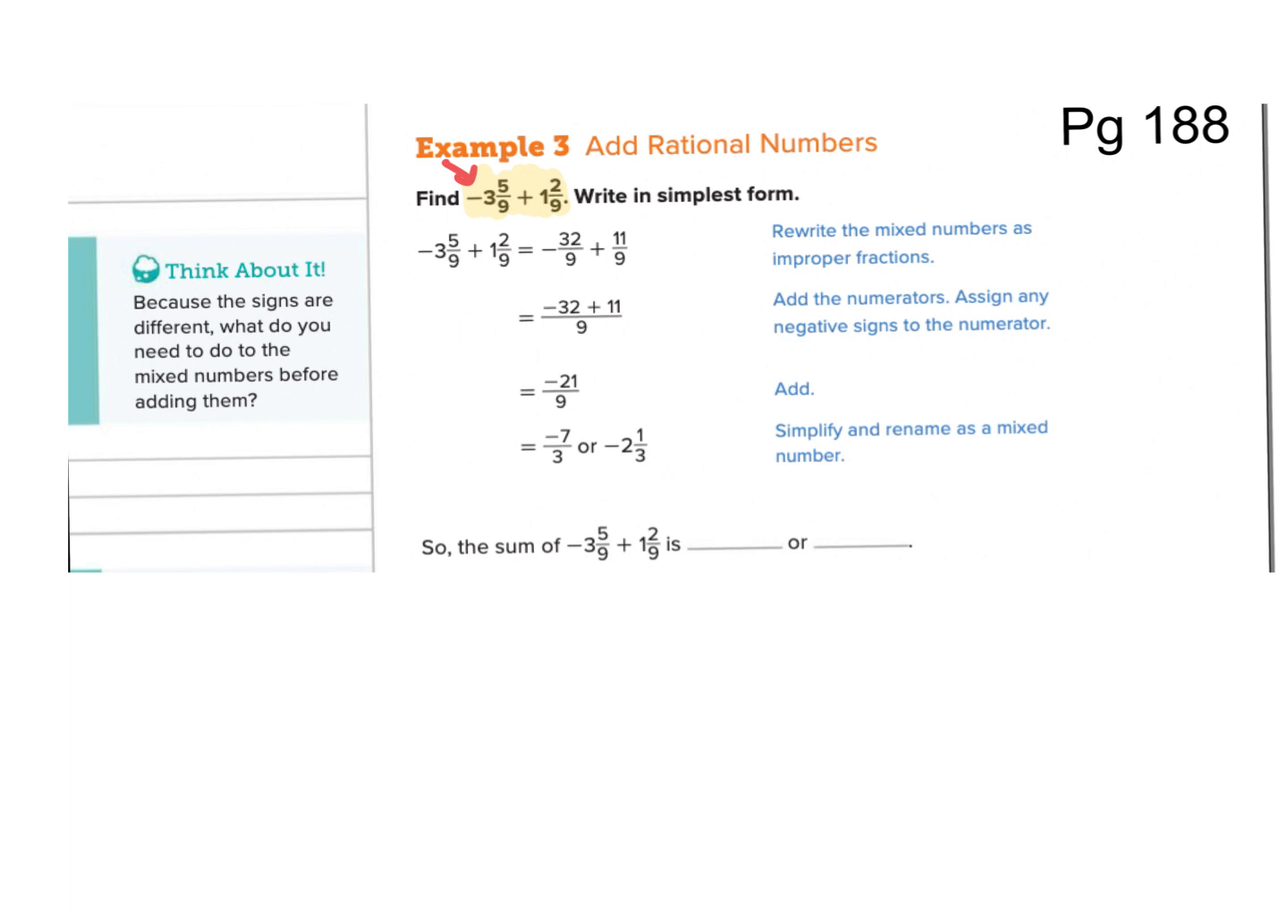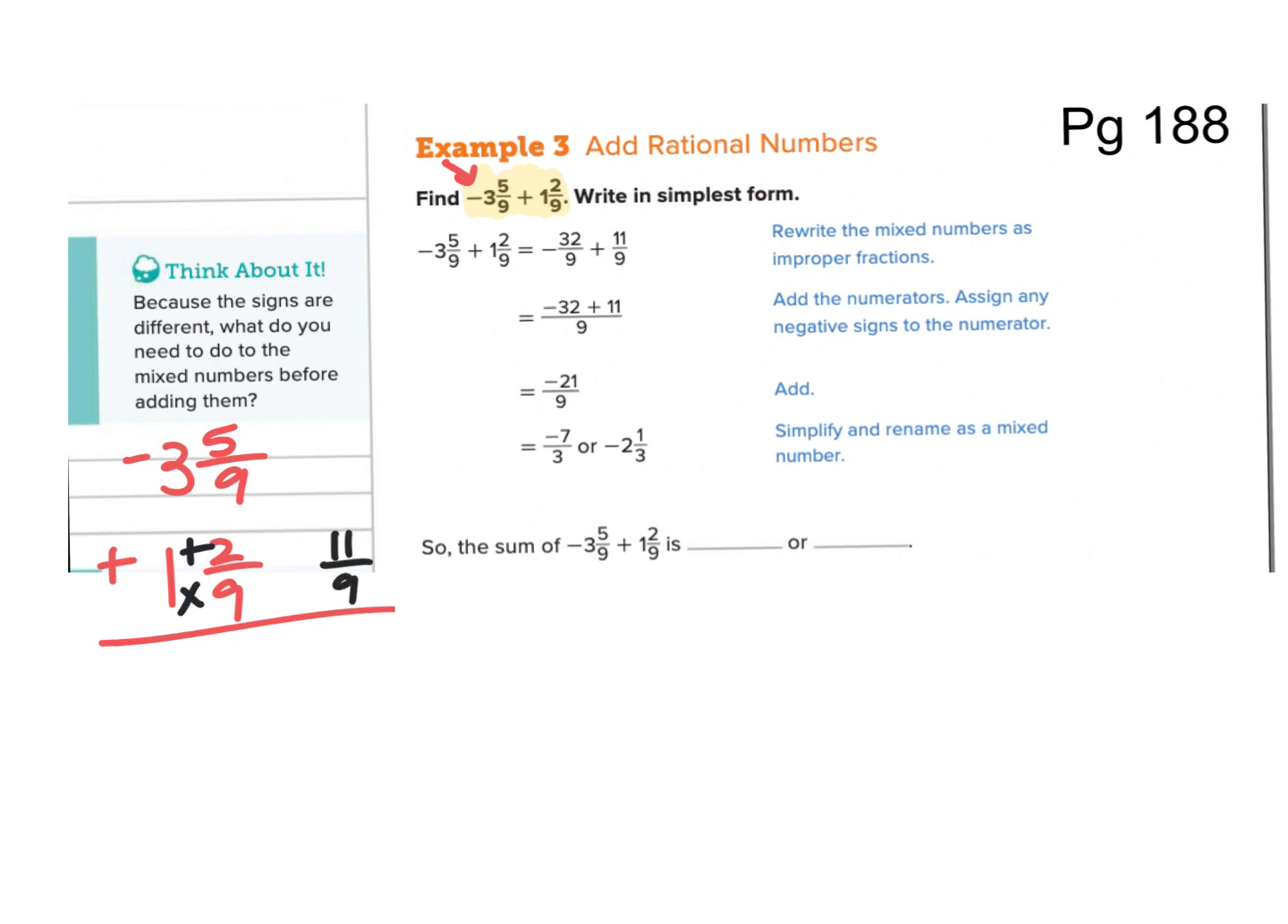So here is what we do to add these fractions. I'm going to do it over here. Negative 3 5/9 plus 1 2/9. When you are working with mixed numbers, the easiest thing to do is to change them to improper. Let's do the bottom one first. I'm going to do 9 times 1 and then add the top. So I get 11 over 9.